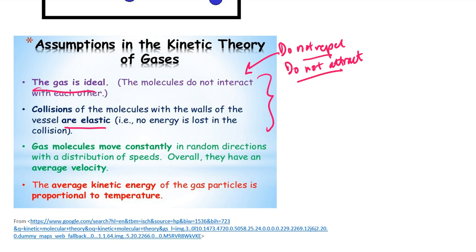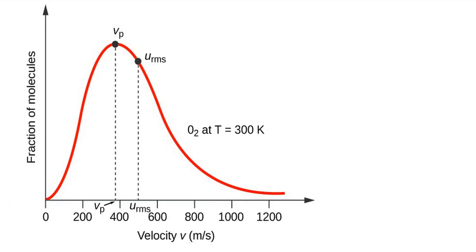And also, the final postulate, which we're going to be discussing in greater detail in this tutorial, is again this postulate that says that the average kinetic energy of the gas particles is proportional to the temperature. So basically, the higher the temperature of the system, then the higher the kinetic energy of the gas particles. So let's clarify some of these points in greater detail.